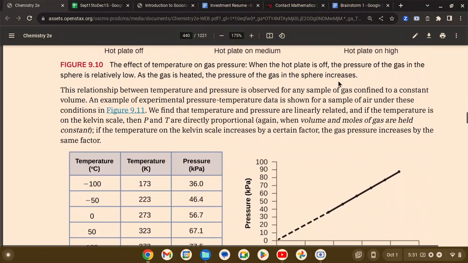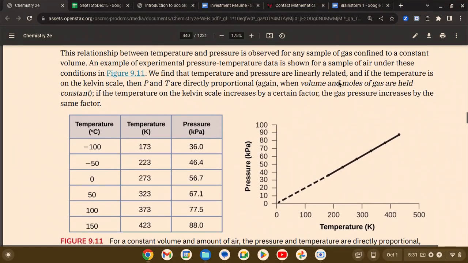This relationship between temperature and pressure is observed for any sample of gas confined to a constant volume. An example of experimental pressure-temperature data is shown for a sample of air under these conditions. We find that temperature and pressure are linearly related, and if the temperature is on the Kelvin scale, then P and T are directly proportional. If the temperature on the Kelvin scale increases by a certain factor, the gas pressure increases by the same factor.